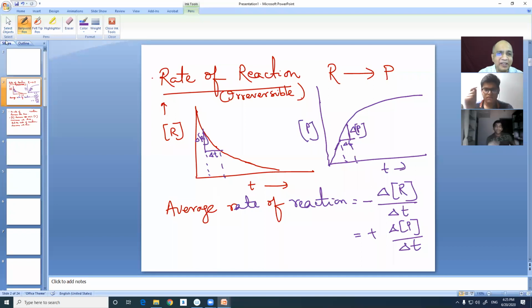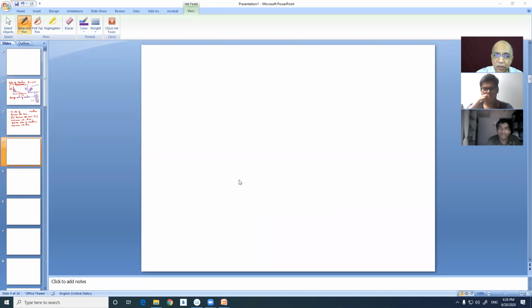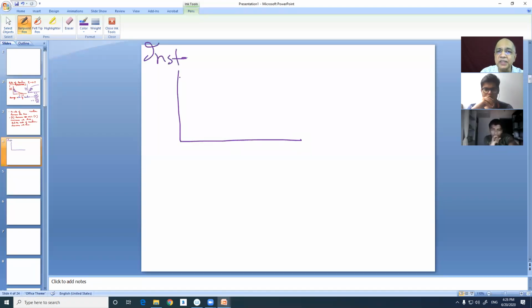But you are not interested in this because you are in class 11. You are not interested in average speed or average rate. We are interested in the instantaneous rate. And in the entire course of our journey in chemical kinetics, which is a huge chapter, we will be only talking of instantaneous rate of reaction. So now write down instantaneous rate.